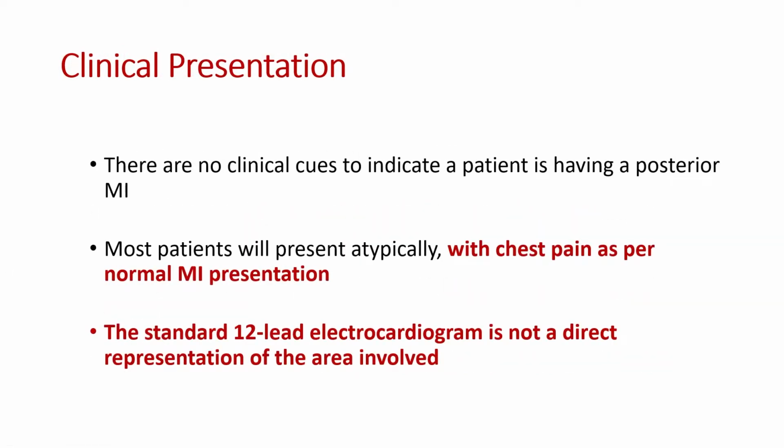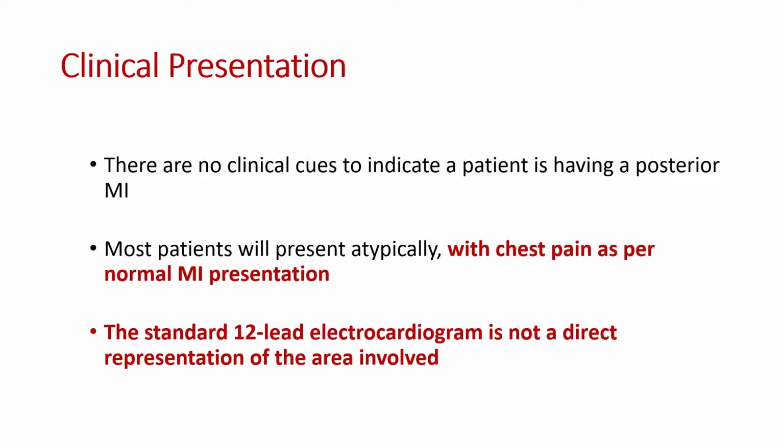Now, importantly with this, there are no particular clinical cues to indicate that a patient is having a posterior MI. Most patients will present exactly the same as other ACS patients. They'll have chest pain, and you need to be particularly sensitive in order to pick this up, because the standard 12-lead ECG does not look directly at the back of the heart. As you know, all of the leads go on the anterior portion of the chest. So how might we identify a posterior MI?